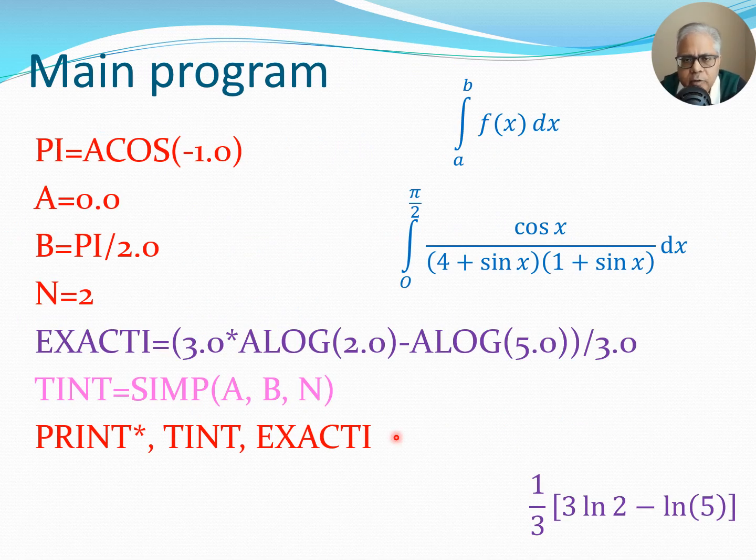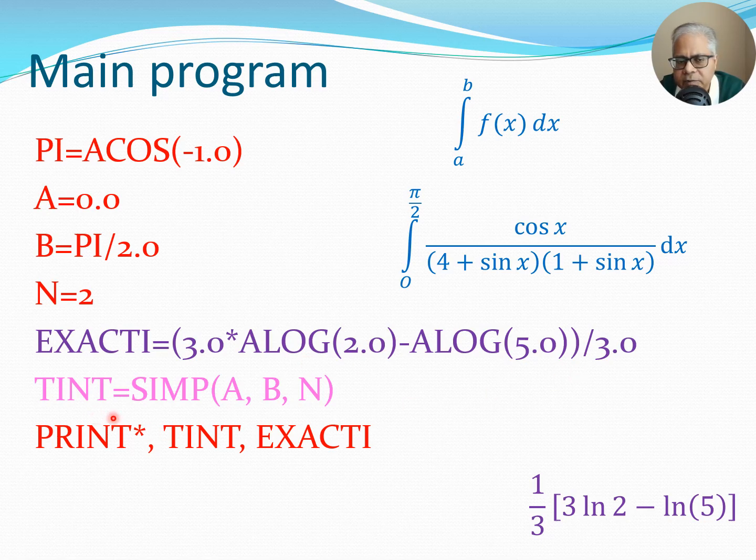So let's write the computer program. Let's write the main program first. So I define pi as a cos -1. So remember, you can of course use pi as 3.14159, but I do not always remember all the digits. So you can use arc cos here, and that's going to give me the value of pi. A is 0, b is pi by 2, n is 2, and I get the exact solution here. Remember, the exact solution for this integral is 1/3 3 log 2 minus log 5. So in Fortran, the natural log is given as a log. So I have that here.